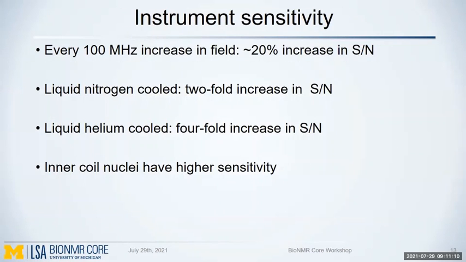Okay, so the table, the properties we summarized for the instruments, will have an effect on the instrument sensitivity. Every 100 megahertz increase in the field will result in a 20% increase in signal to noise ratio. So from the 400 to 800, you will see a dramatic increase in sensitivity. The liquid nitrogen cooled probe will provide a twofold increase in signal to noise ratio. The liquid helium cooled probe will provide a fourfold increase in signal to noise ratio. And also, the inner coil nuclei of the probe will have higher sensitivity.